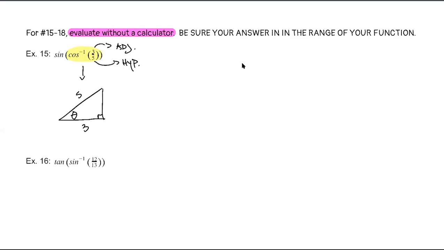Now, if I wanted us to find the sine of that angle, how would I find the sine of this angle if I just had the picture? Because we've seen these kinds of problems before. I give you a triangle, I give you some of the sides, but not all of it. And then I ask you to find the trig function.